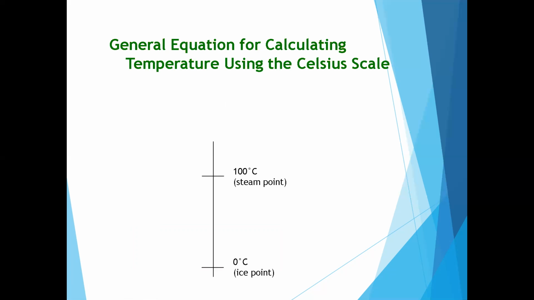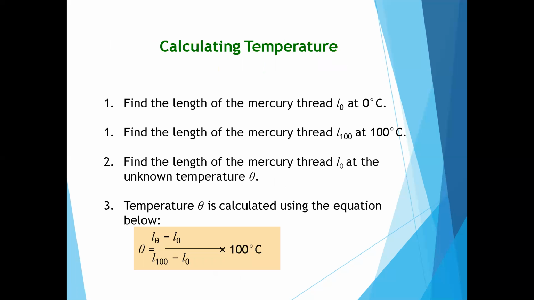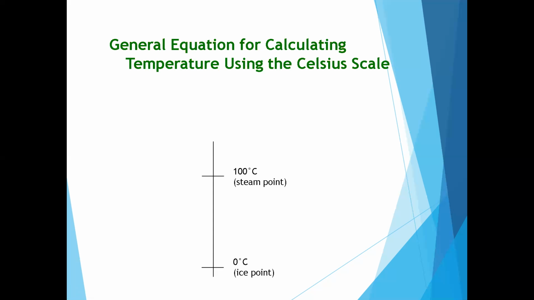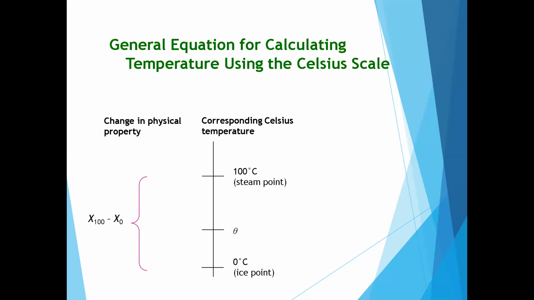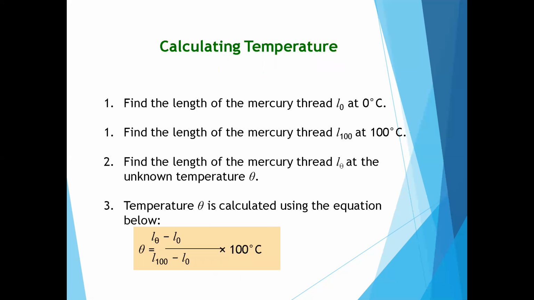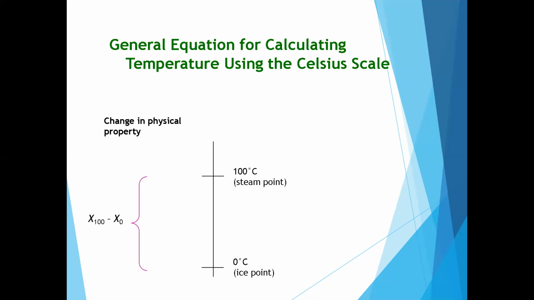Now, what is the general equation for calculating temperature? This was using length, but we can generally use any physical property to calculate that. What if we didn't have length? What if we had resistance? So our formula will then become R theta minus R0 upon R100 minus R0 into 100, because this formula can be used for any thermometric property.